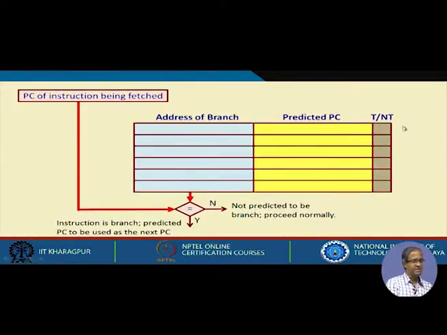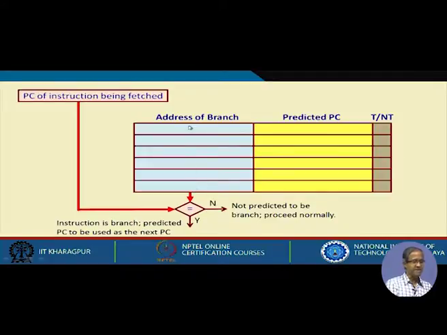You see, this is how the table looks like. There are actually three parts. The first part is the address of the branch instruction, this is the PC value. Then the predicted next address. While you are fetching an instruction, this is actually an associative memory, you will have to search this in parallel. So, when an instruction is being fetched, you check in parallel whether this PC value is already present here or not.